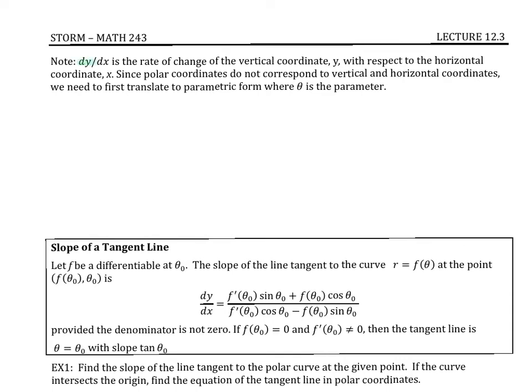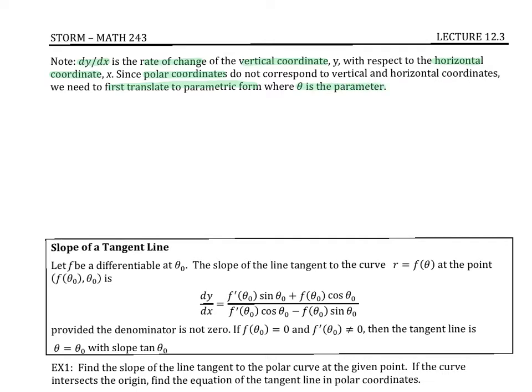So just recall that when you find the derivative of y with respect to x, that's going to be the rate of change of vertical movement and horizontal movement, right? Because the y is vertical, up, down. The horizontal, the x, is left, right movement. Polar coordinates aren't made that way. So since they don't correspond to vertical and horizontal coordinates, we can't just simply find the derivative r prime. Okay? We need to first translate to parametric form and use theta as the parameter.